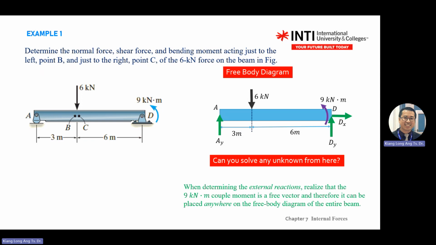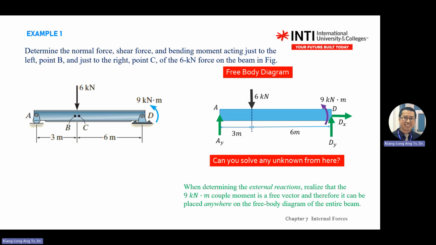This one? How do you find AY? By taking moment at D equals 0. When you take moment at D, dx and dy effect is gone, but you have an external force. Remember to copy this external force in your answer. And also every time when you do something, remember to give the direction of your calculation.